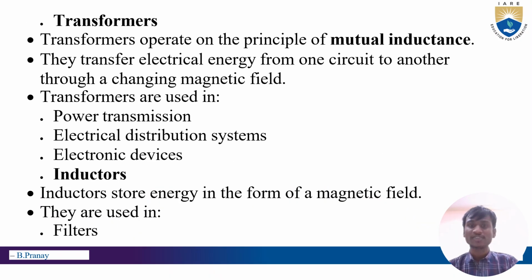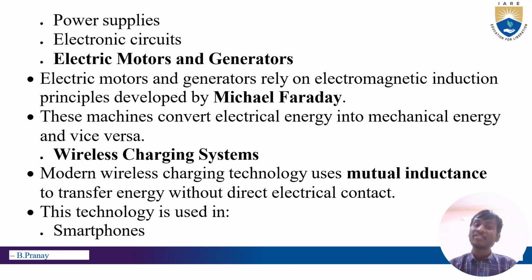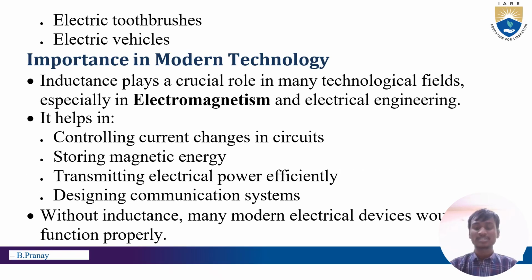First is transformers. Transformers operate on the principle of mutual inductance. They transfer electrical energy from one circuit to another through a changing magnetic field. Transformers are also used in power transmission, electrical distribution systems, and electronic devices. Inductors store energy in the form of a magnetic field. They are used in filters, power supplies, and electronic circuits. Other applications include electric toothbrushes and electric vehicles.